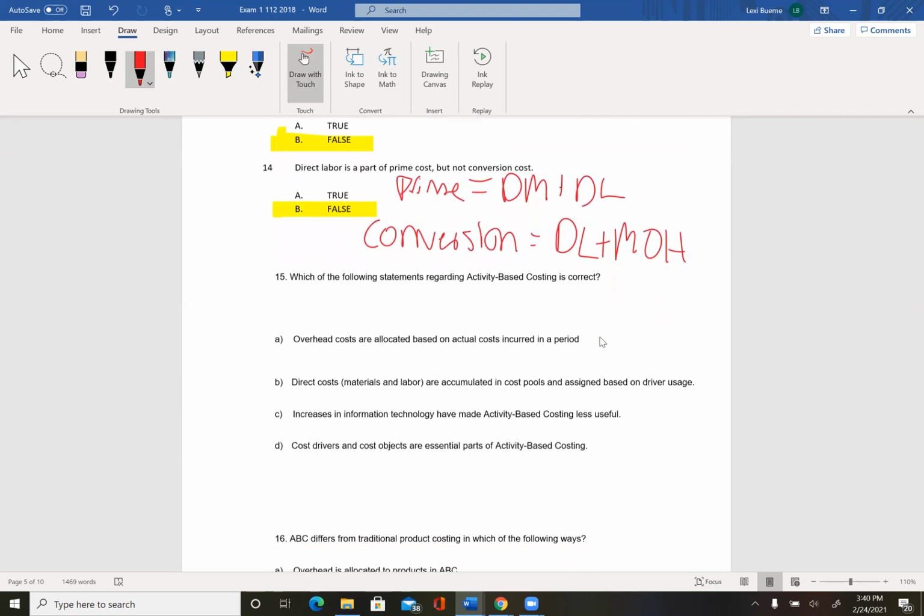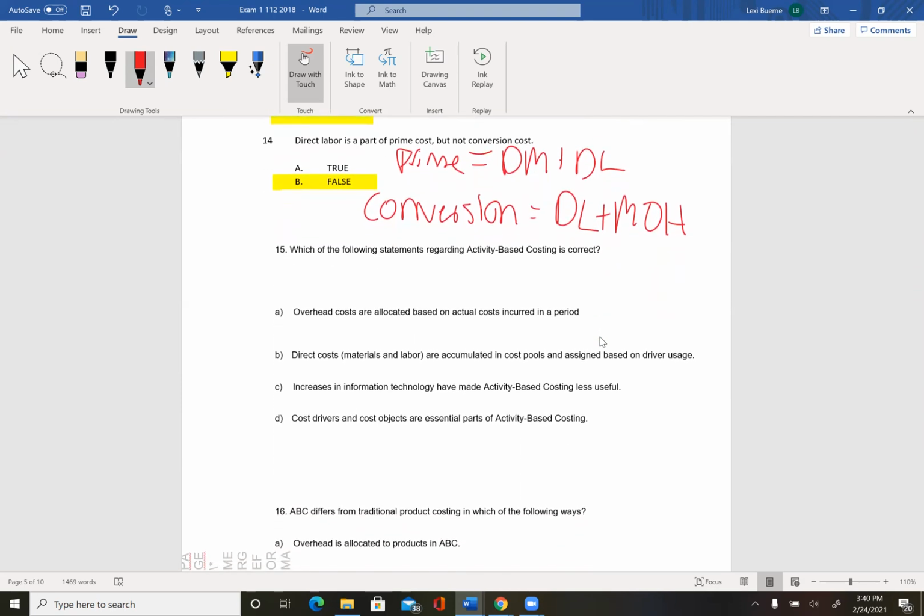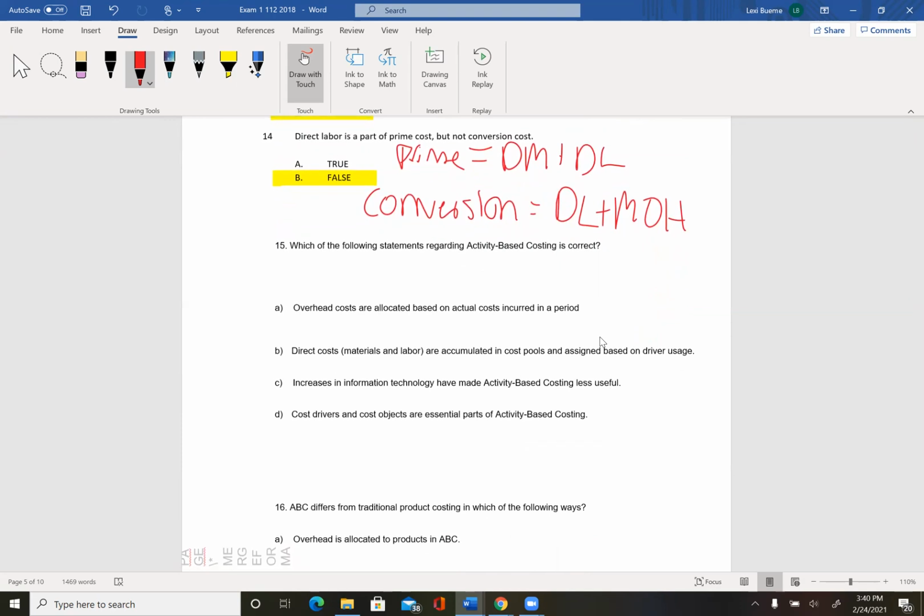And then for 15, which of the following statements regarding activity-based costing is correct? So activity-based costing always deals with cost drivers and cost objects. So that's going to be D. It has to do with like purchase orders and machine setups. So that's always going to be cost drivers and cost objects if it has to do with activity-based.